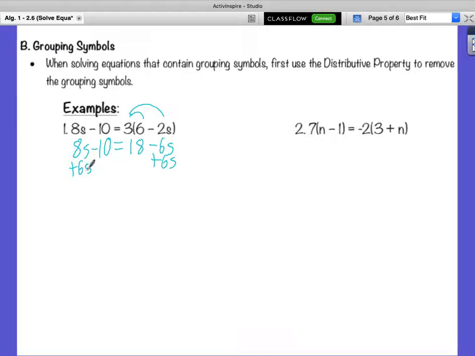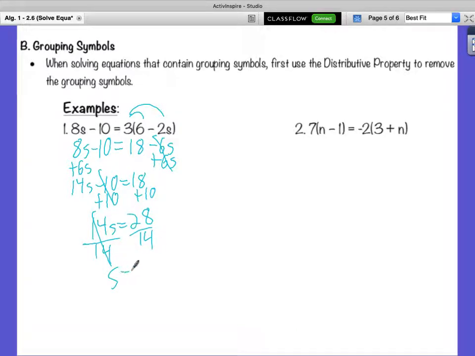I like to move the variables first. 8s plus 6s is 14s minus 10 equals 18. Now we add the 10 to get that away from the variable. 14s is equal to 28. Divide both sides by 14. And s is now equal to 2. Questions on that first one at all?